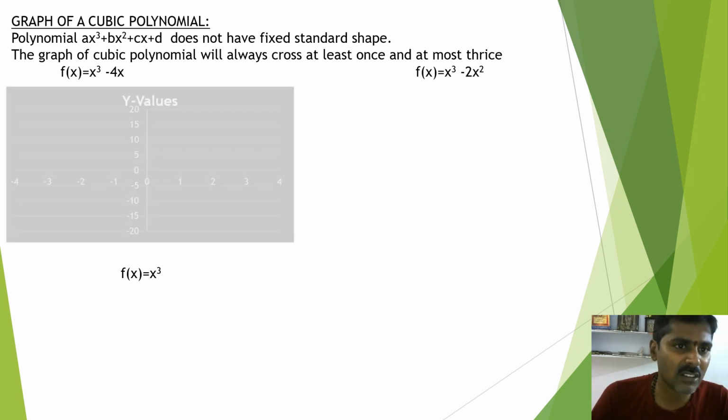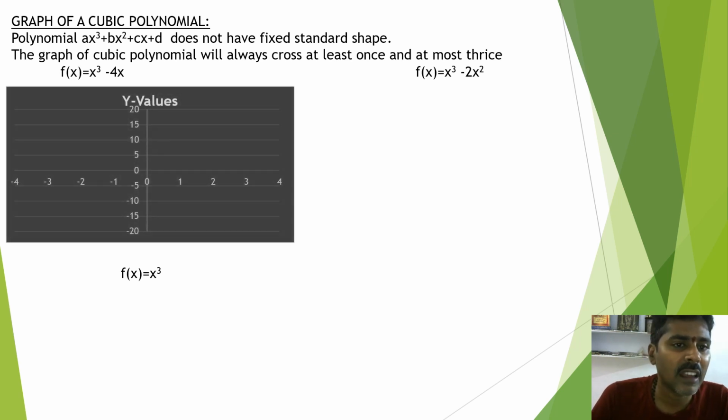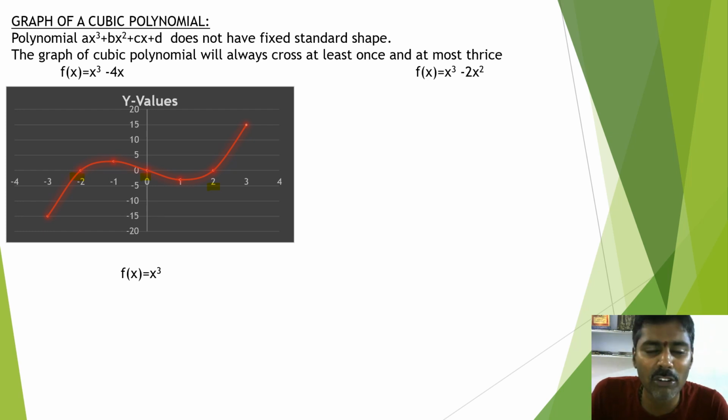If I take the first graph, x cube minus 4x, taking different values of x and getting values of y, plotting those on the graph, we can see how many points it touches. Here it touches at 3 points: minus 2, 0 and 2. So it touches the x-axis at 3 points, and those 3 will obviously be the zeros of the polynomial.